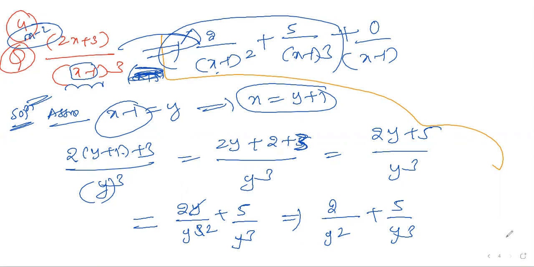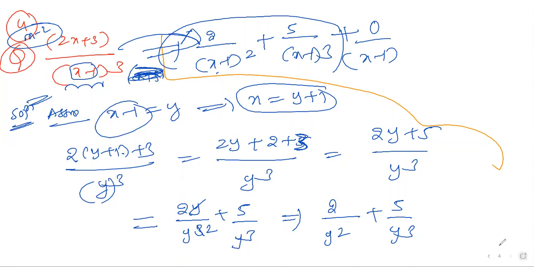Which one? Always x minus 1 only. Same. X minus 1 is equal to y. There is no x minus 2. Question x minus 1, fourth question. I'm telling the fourth question only. It's not the fifth one. Okay.